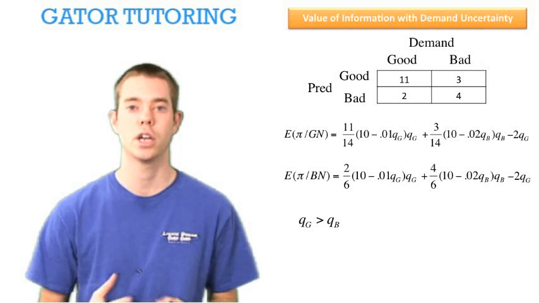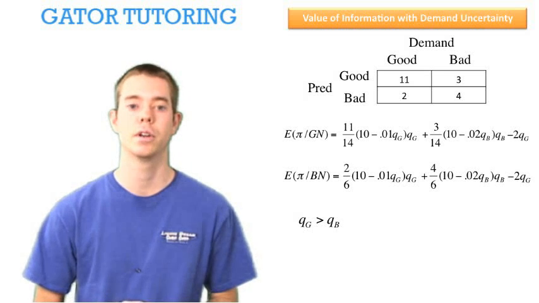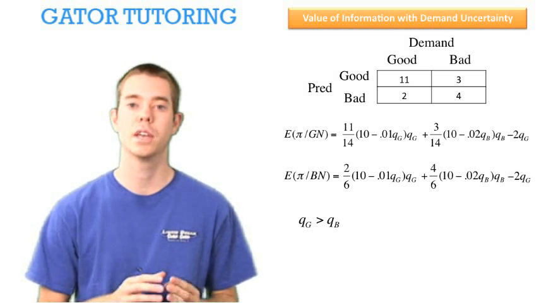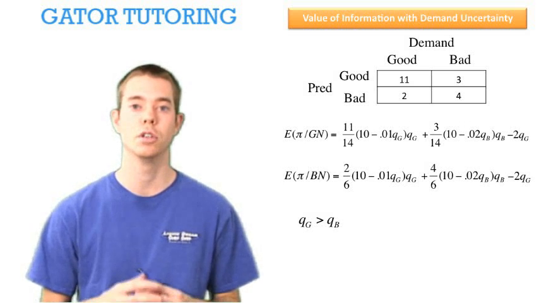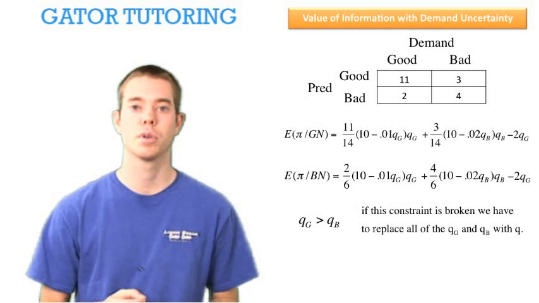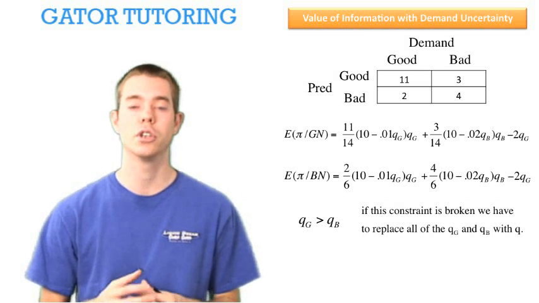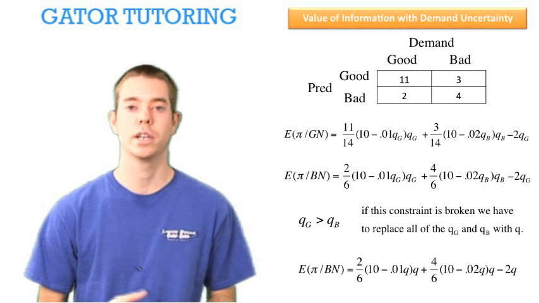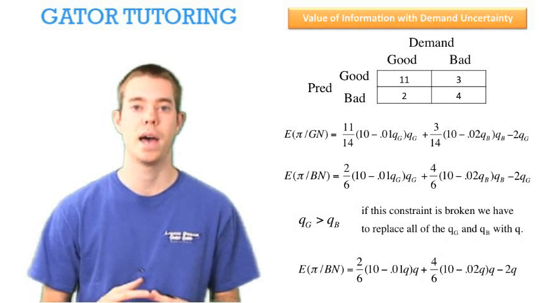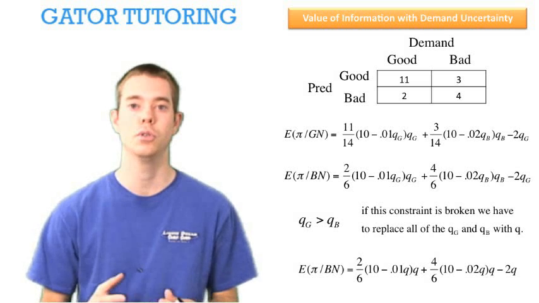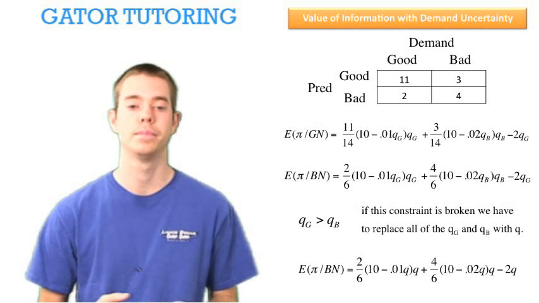Now you want to go ahead and check it for yourself because your numbers are going to be different, but usually this is going to be broken because the probability, given bad news, of having a good period is so low, only 2 out of 6. So if that constraint is broken, again, we have to go back and replace QG and QB with just Q. And in our case, we expect that for the expected profit given bad news, we will find the constraint is broken, so this is what our profit function will look like when we go back and substitute just Q in everywhere we see a QG and a QB.